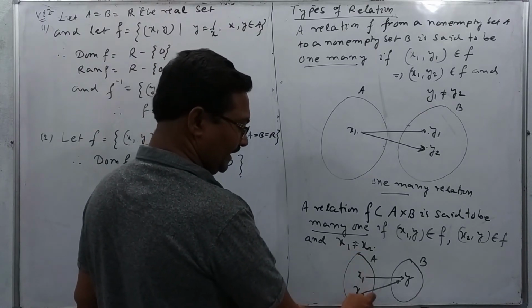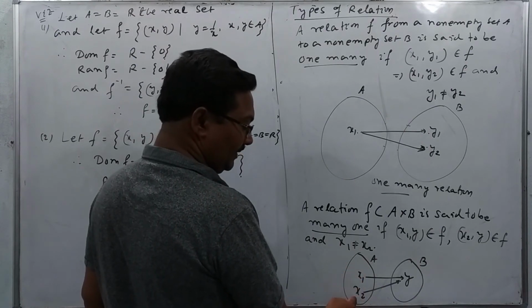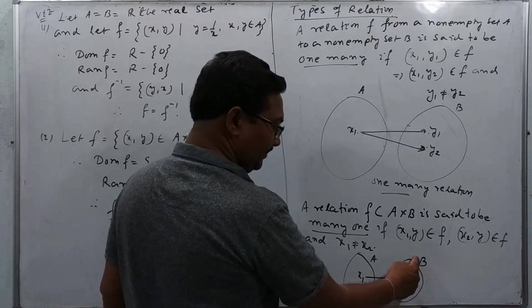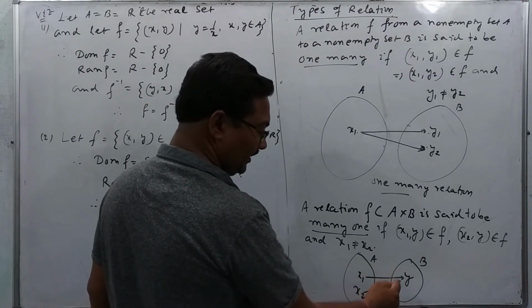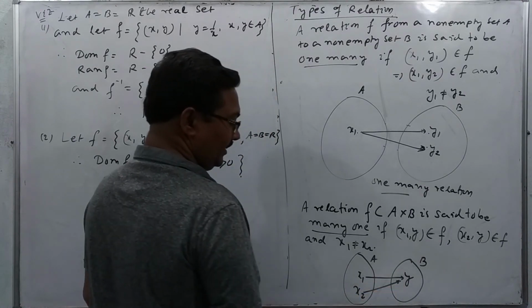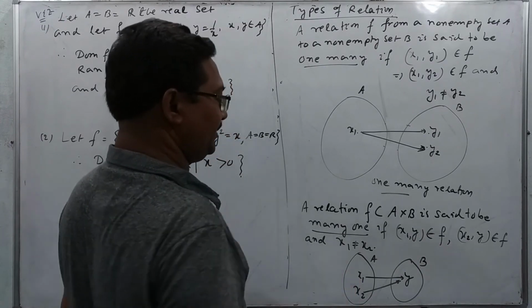Come to the Venn diagram. This is my set A, and this is my set B. Set A has two elements, x1 and x2. Set B has only one element, y. So x1 is related to y, and x2 is related to y. And x1 and x2 are different. It is our many-one relation.